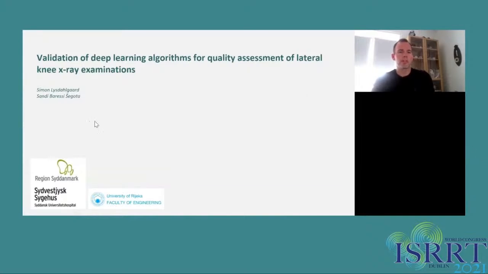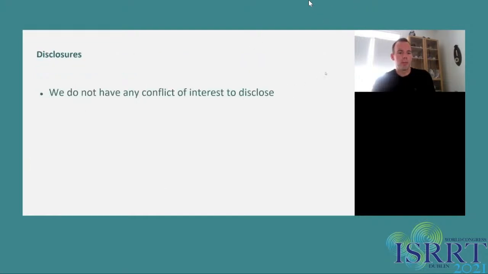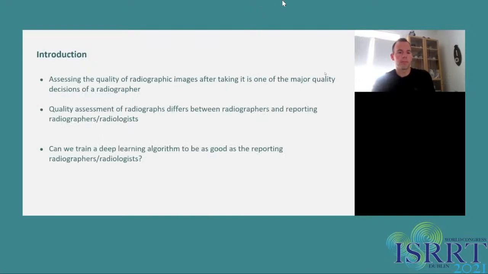Welcome to one of the projects in artificial intelligence in radiography. This one is called Validation of Deep Learning Algorithms for Quality Assessments of Lateral Knee X-ray Examinations. We do not have any conflict of interest to disclose.